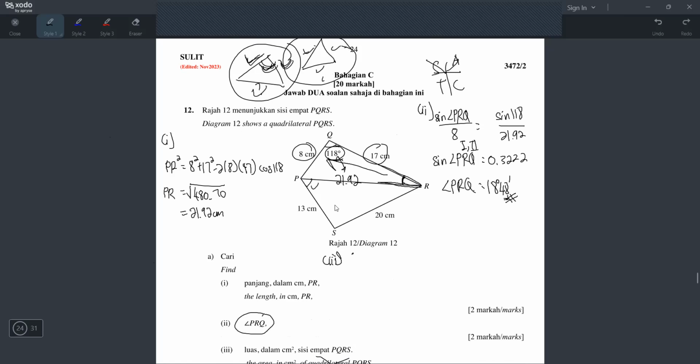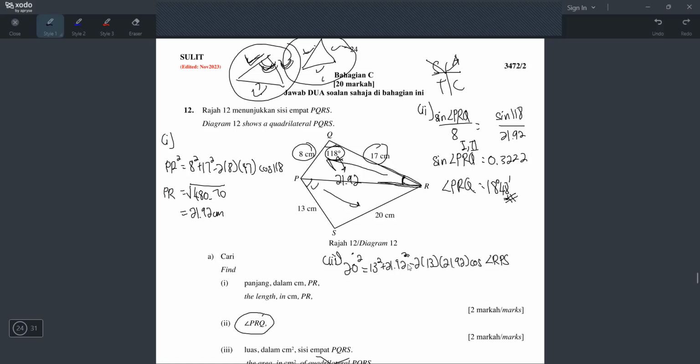So cosine rule. But when you do cosine rule, you have to start with 20 square, because you are finding this angle. If you're finding this angle, you have to write 13 square. But if you're finding this angle, you have to start with 21.92 square. So it will be 20 square equals 13 square plus 21.92 square minus 2 bracket 13 bracket 21.92, and then cos angle P, right? Or you can call it angle RPS. Okay, RPS or SPR also can.